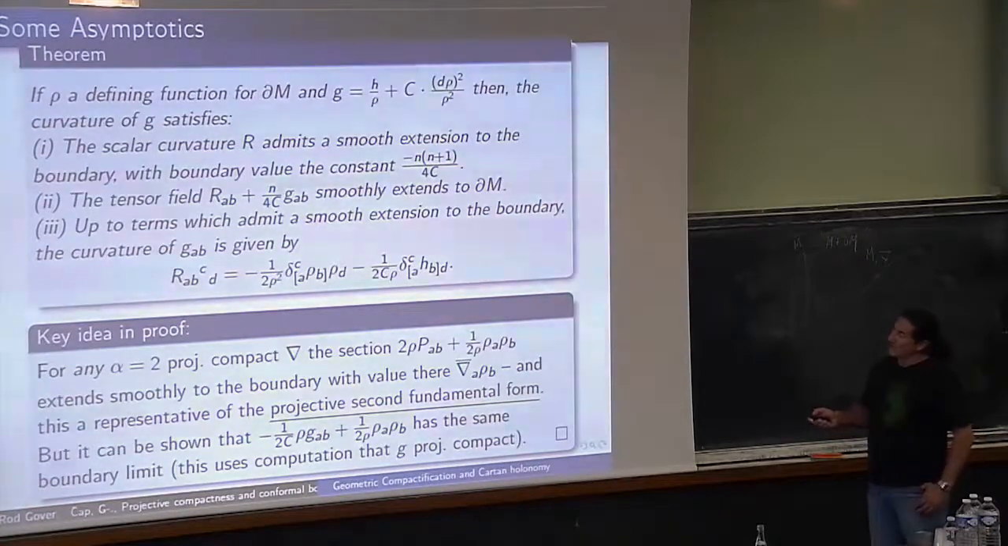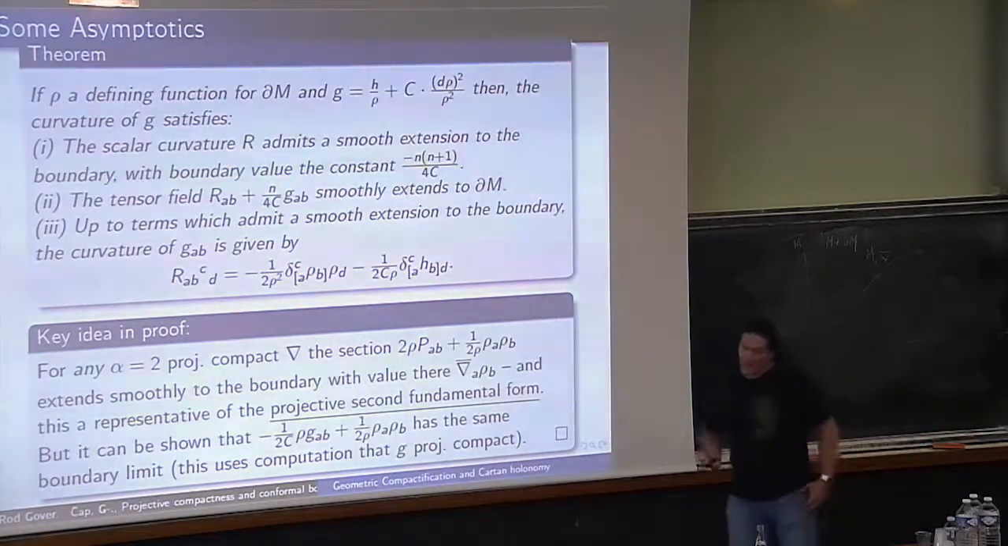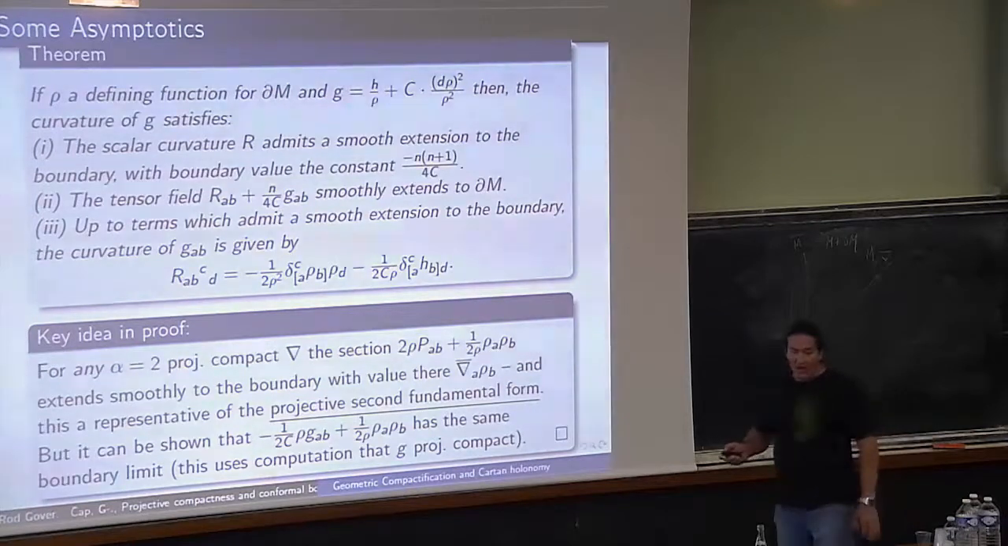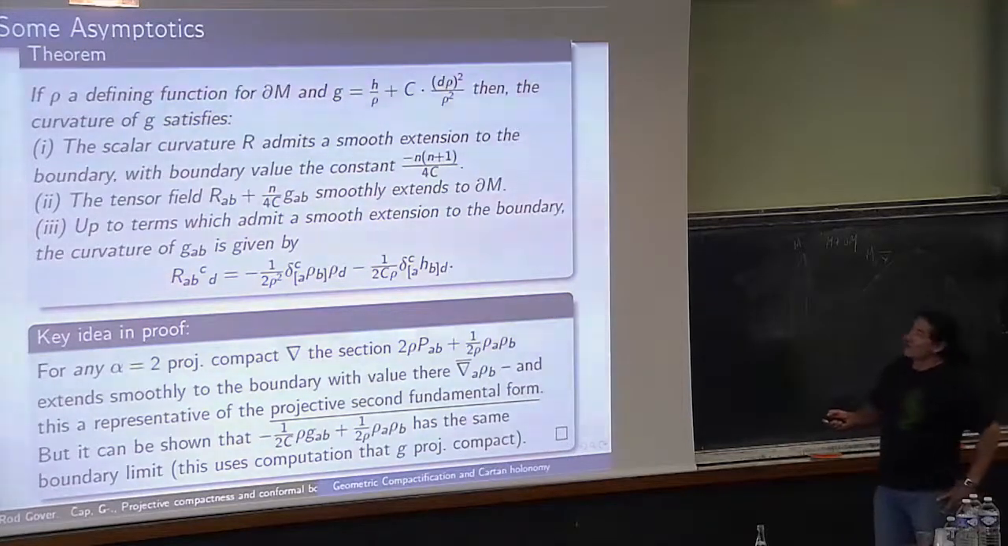And the curvature itself has this behavior. The leading order is becoming rank 1 at the boundary, and then a term like this. So these compare with results in conformal compactification where, with a minor restriction on the boundary, the conformally compact things are asymptotically hyperbolic. So this is a bit analogous but also different. So you have this asymptotic Einstein result.